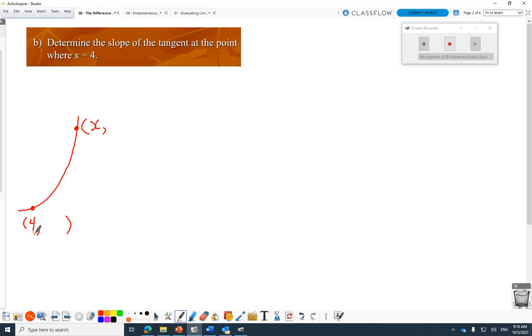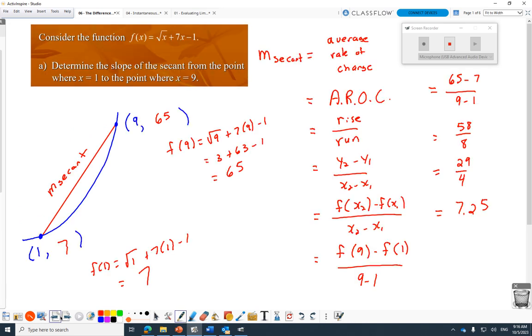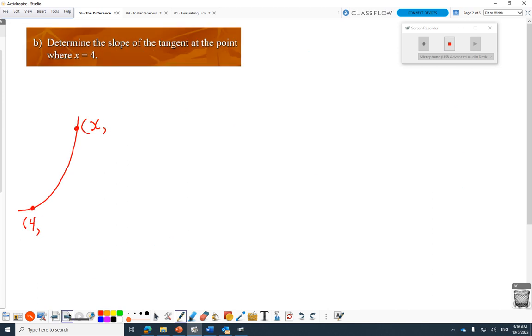Let me erase that thing. And I already forget the function. What was it? Root x plus 7 times x. So root 4 plus 7 times 4 minus 1. I don't think it's particularly good form to write that in the brackets, but I am for this example so that you understand clearly what's about to happen next.